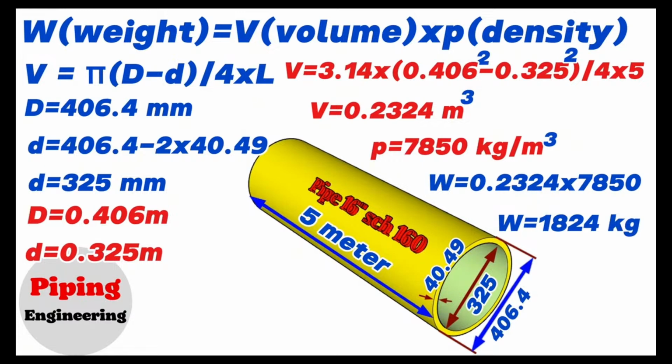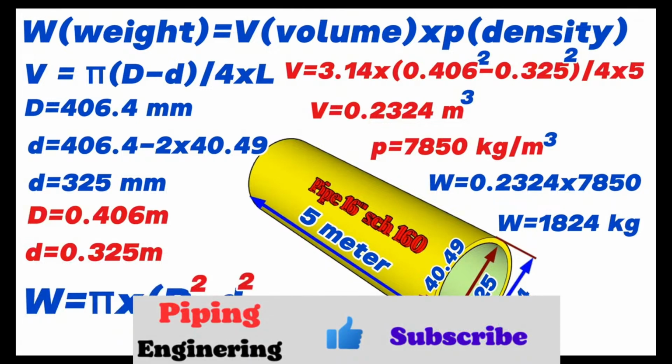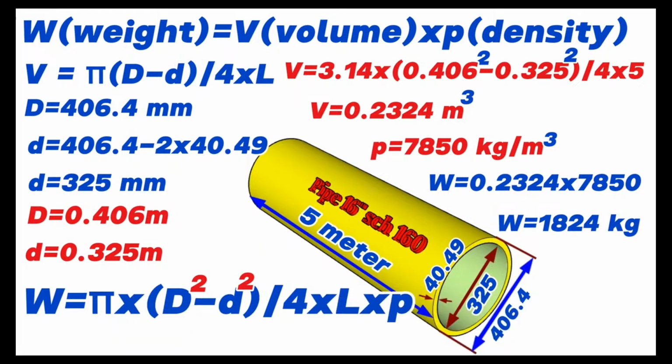Summarizing what we learned in this video, we can also use this formula to find the weight of the pipe. Weight is equal to pi multiplied by, in brackets, the square of the outside diameter minus the square of the inside diameter, divided by 4, multiplied by the length of the pipe and multiplied by the density of the pipe material. By using this method, you can easily calculate the weight of pipe pieces in any pipe drawings.